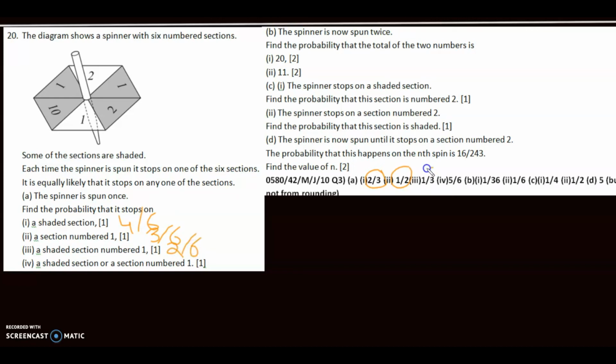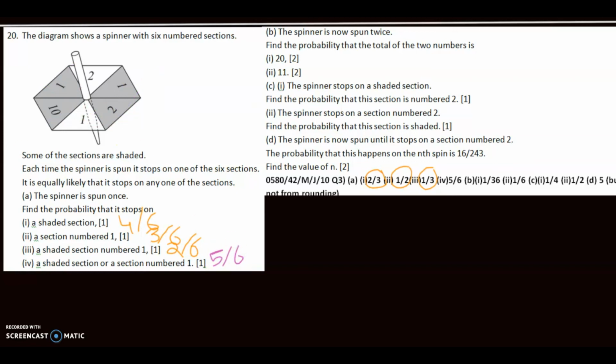So 2 upon 6 is the answer, which simplifies to 1 upon 3. Part 4. A shaded section or a section numbered 4. So how many shaded sections do we see? 4. Or a section numbered 1, so which means we're talking about this case or this case or this shaded section or a section numbered 1. So these are 5 sections. So the answer would be 5 upon 6 for this one.